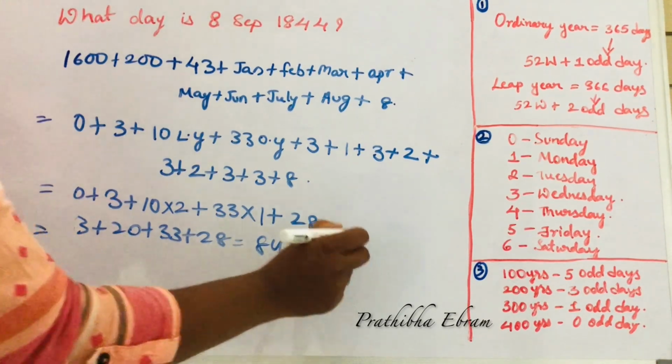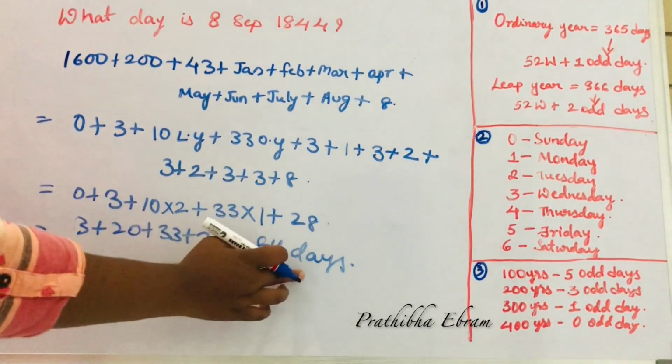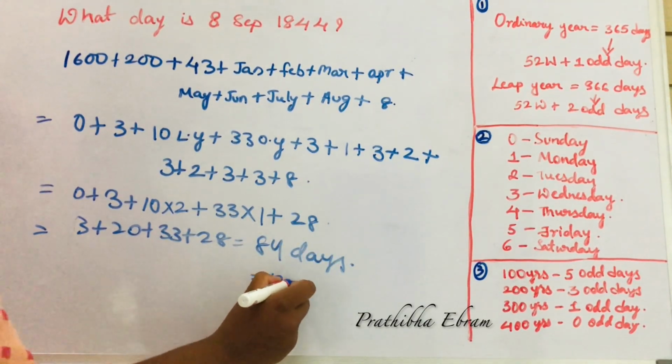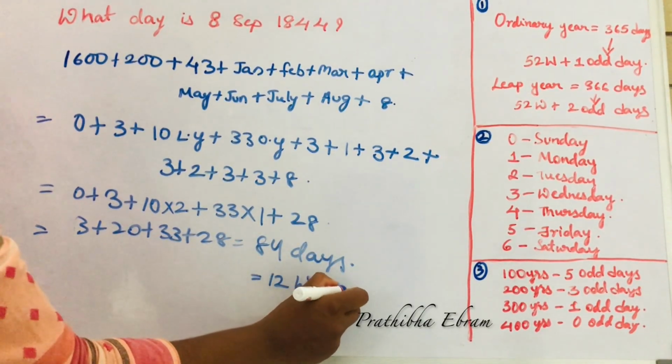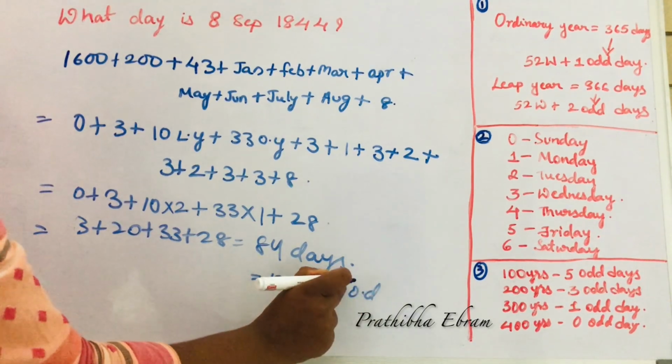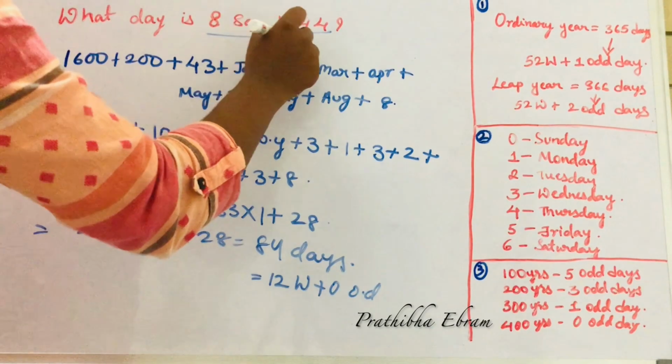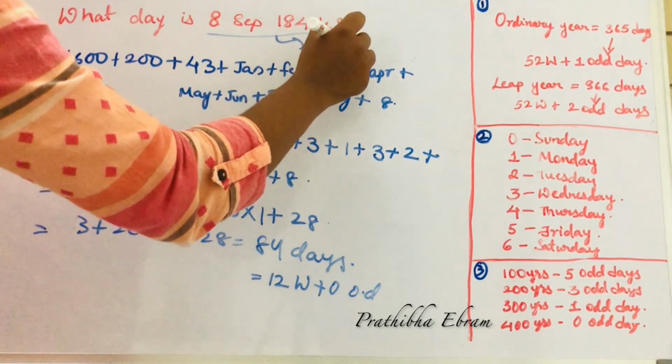Okay. Now to get the number of odd days, you have to divide this by 7. Then you will get 12 weeks plus 0 odd days. Now if it is 0 odd days, then it is Sunday. Therefore 8 September 1844 is Sunday.